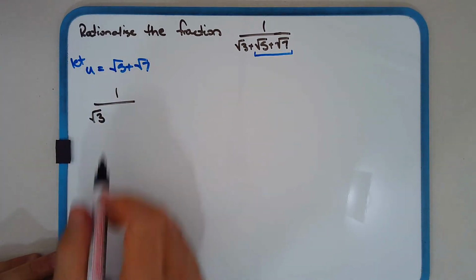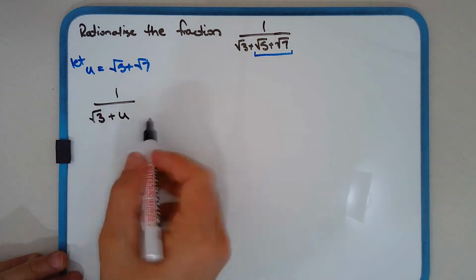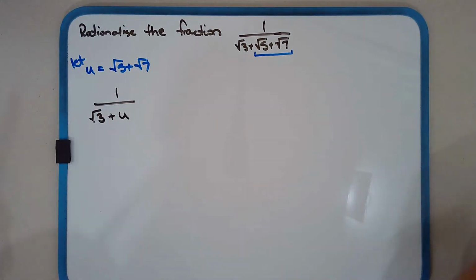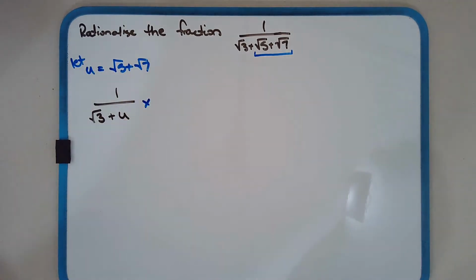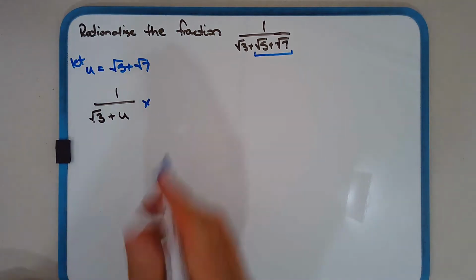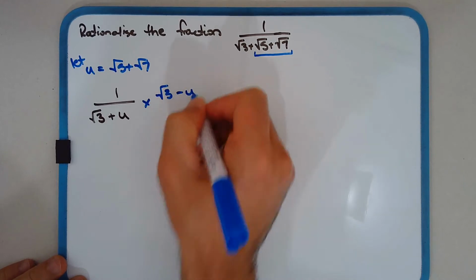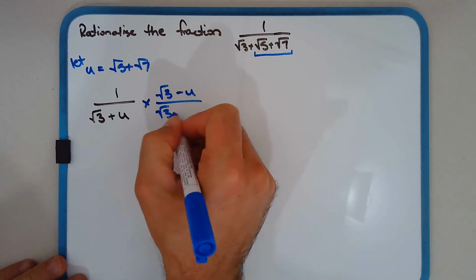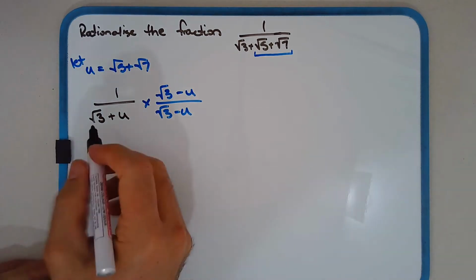So if we write the fraction now in terms of u, we have 1 on root 3 plus u, since u is root 5 plus root 7, we can just write it this way. Now what we're going to do is multiply the numerator and denominator by the conjugate of the denominator. So that's going to be root 3 minus u over root 3 minus u. That's all well and good. That we've seen before, hopefully. But we're working in terms of u, so let's see what happens.